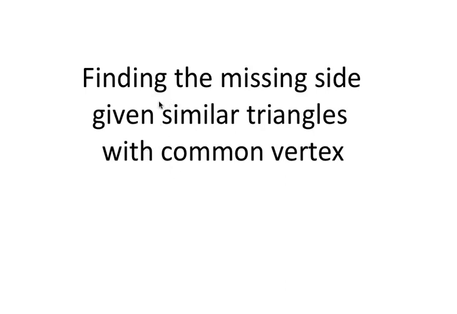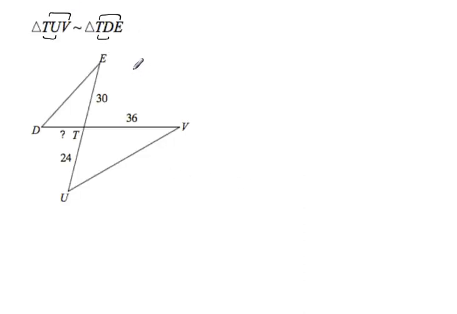So in this video we're going to be finding the missing side, given similar triangles with a common vertex. Alright, so let's take a look at this example here. So we have a common vertex here of DTE or UTV, right? So that's my common vertex, and I want to figure out what DT is. So DT is my unknown. Right, so that's what I'm looking for.